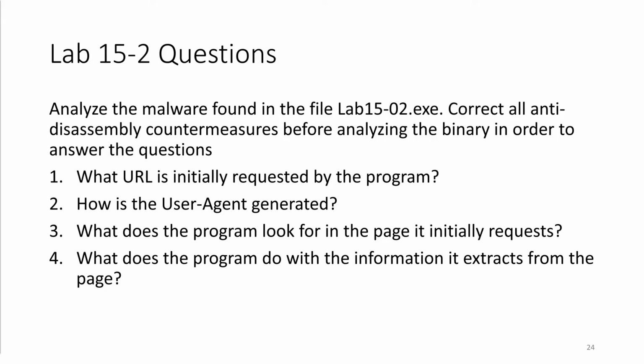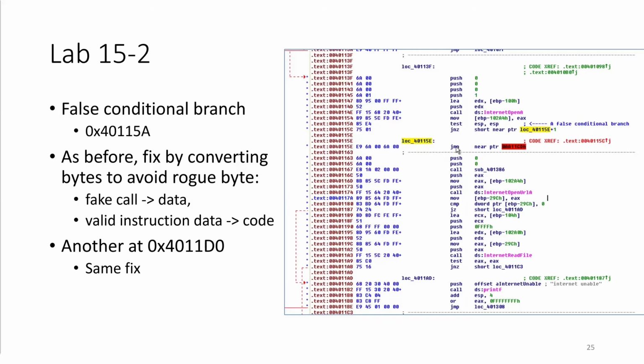So moving right along, here are the questions for Lab 15-2. Again, keep these in mind as we go along. First question is, what URL is initially requested by the program? Number 2 is, how is the user agent generated? Number 3, what does the program look for in the page it initially requests? And number 4, what does the program do with the information it extracts from the page?